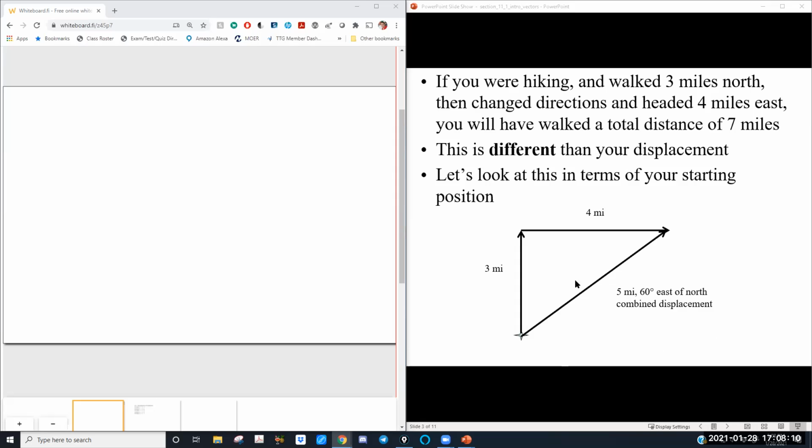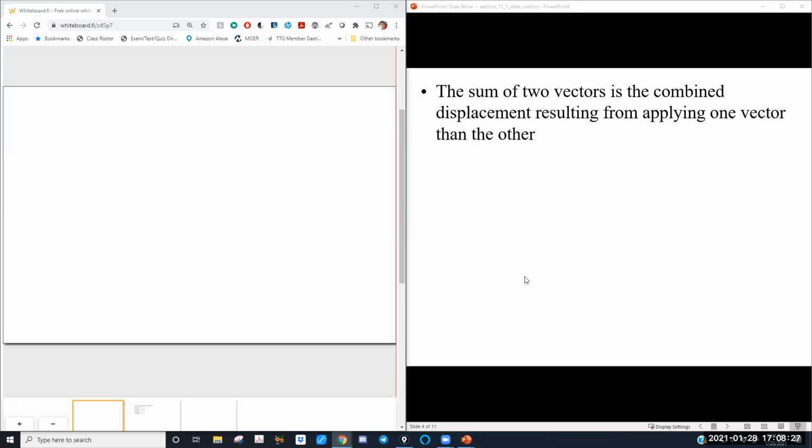It turns out it doesn't matter if I go 3 miles north first and then 4 miles east, or 4 miles east and then 3 miles north. We actually get the same displacement because what we're doing is adding up the two vectors. So the order does not matter when we're adding vectors, just like when we're adding two numbers.